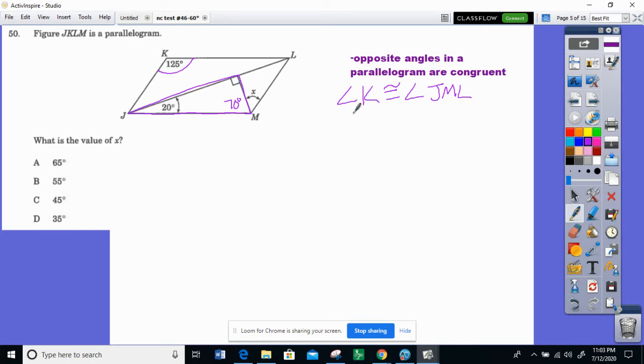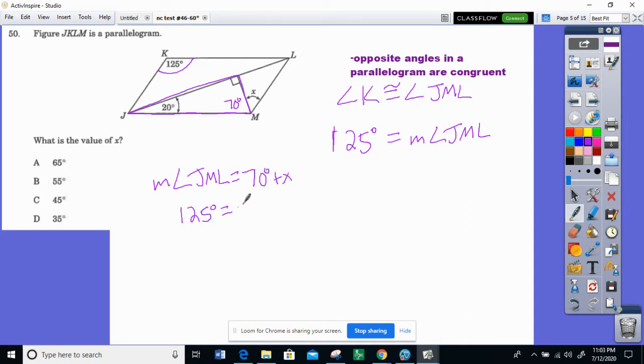So if angle K measures 125 degrees, that tells us that that's equal to the measure of angle JML. But now we can use the segment addition postulate because we know that the measure of angle JML is equal to 70 degrees plus x. So if we substitute 125 degrees for that measure of angle JML and subtract 70 degrees on both sides, that's going to give us that the value of x is 55 degrees, which is B.